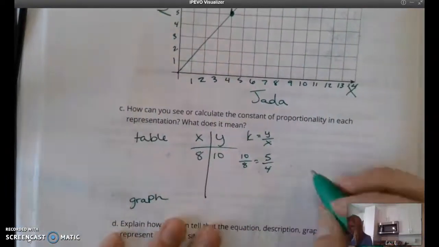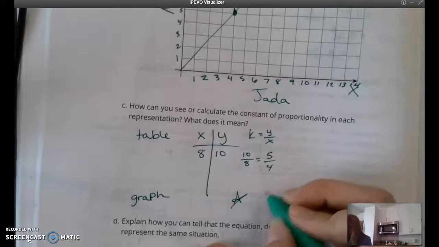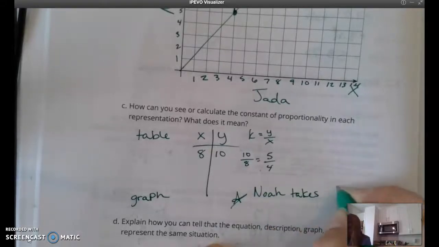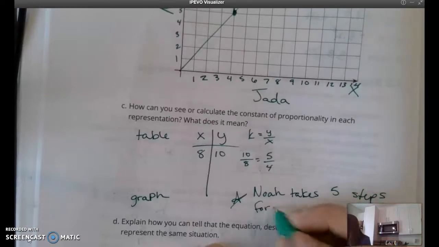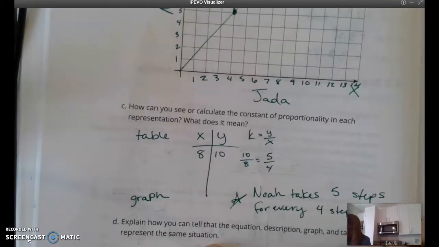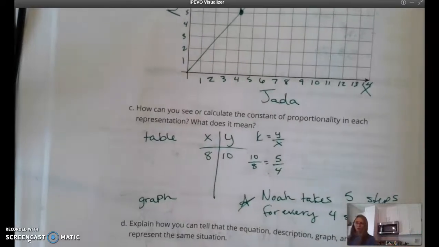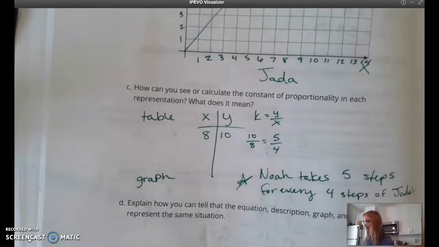Alright, now it says, what does this mean? Well, it means that whenever Noah takes 5 steps for every 4 steps of Jada's. So that is what we have represented here, okay?